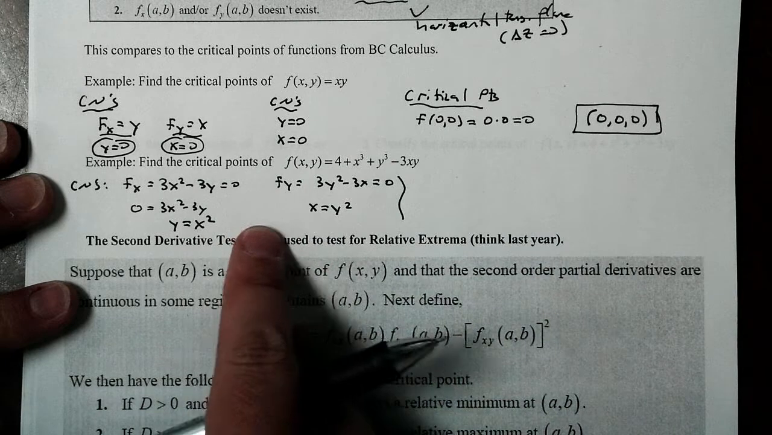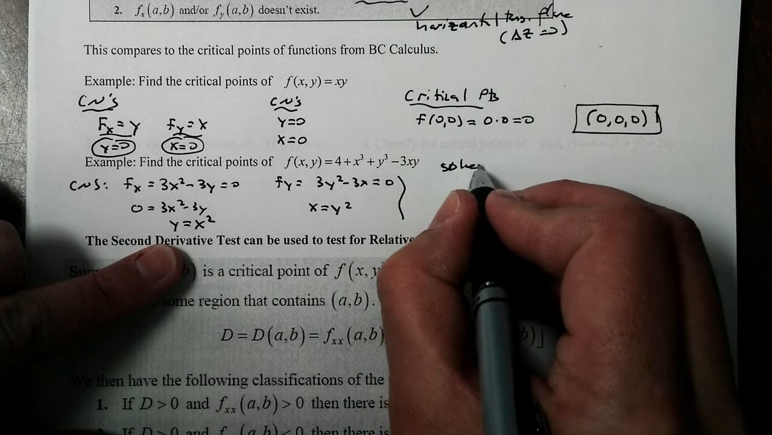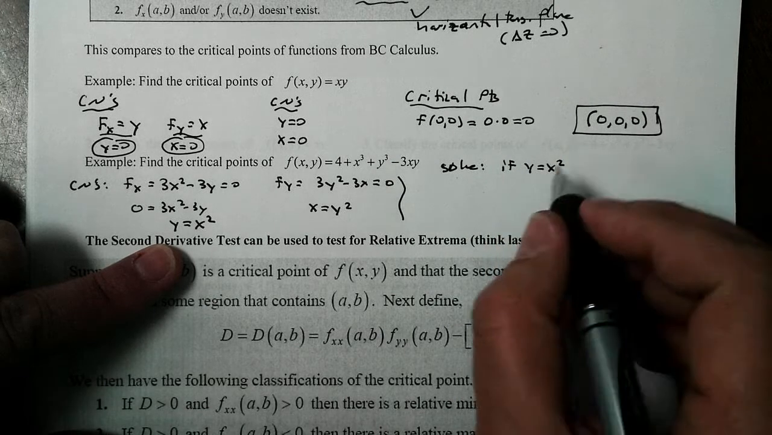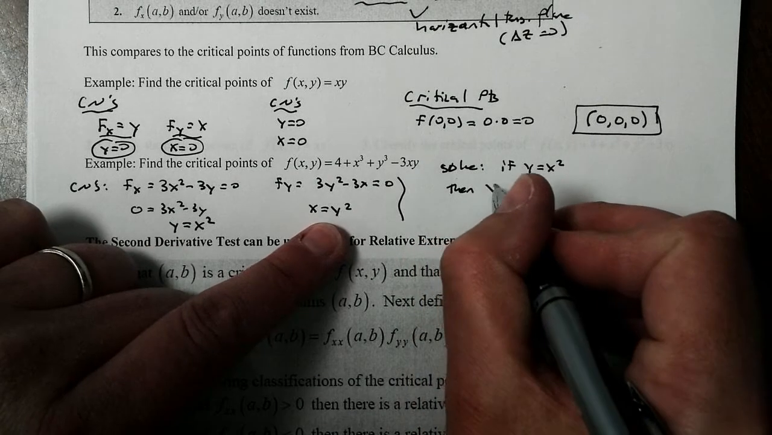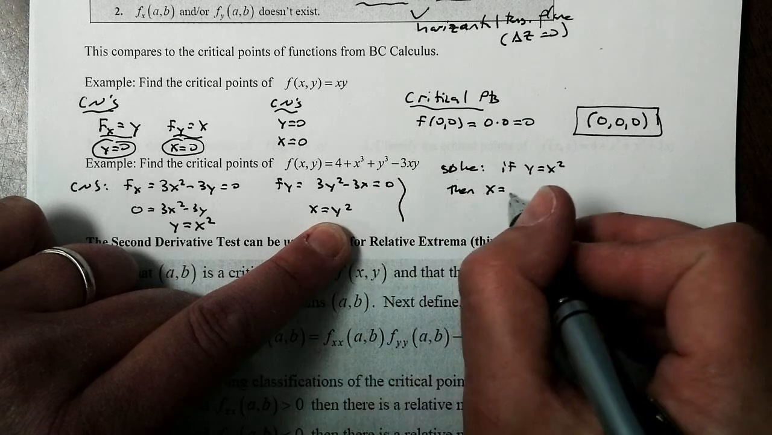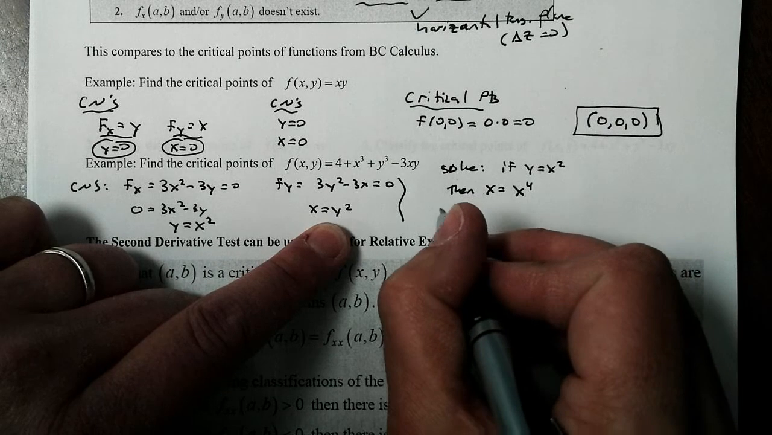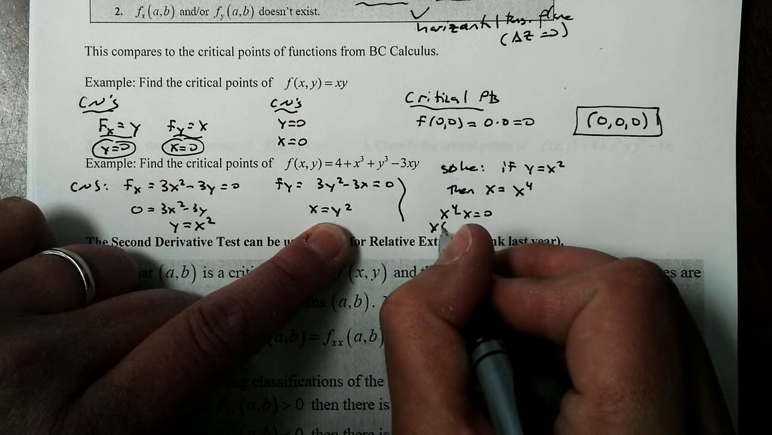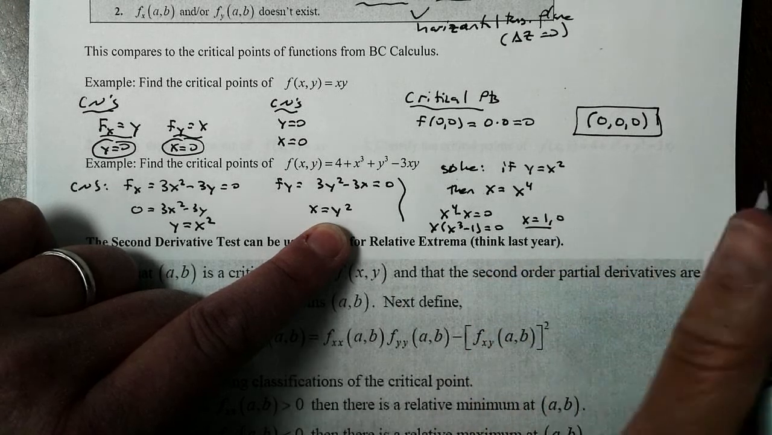Now, I still don't have my critical numbers yet. They're in variable form, so I do have to solve for x and y. And here's what we know. If y is equal to x squared, I can plug that in. Then x would equal, this just becomes x to the fourth. I replace that y with x squared, and x becomes x to the fourth. And I can solve this. We would get x to the fourth minus x equals 0. And if I factor that out, we get x times x cubed minus 1 equals 0. We get x equals 1 and 0.